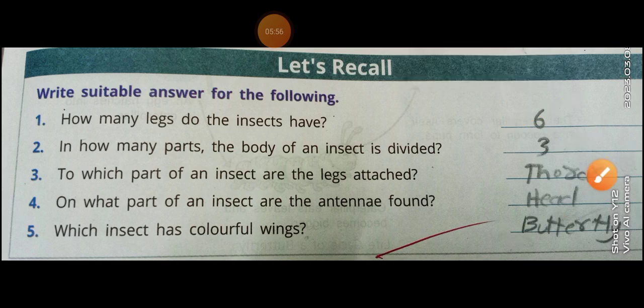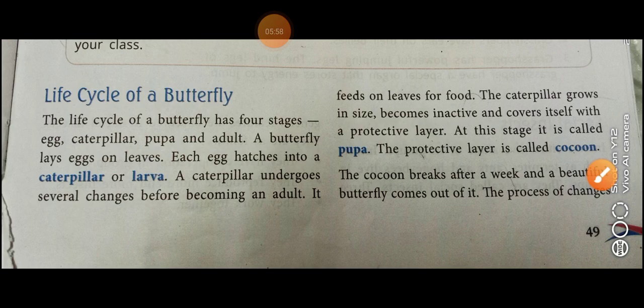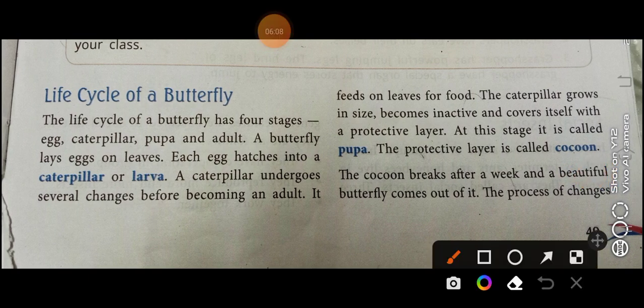Okay, now we will discuss the life cycle of a butterfly. In the complete life cycle of a butterfly, there are four stages: egg, caterpillar, pupa, and adult. Remember this, it's very important. Egg is the first stage, caterpillar is the second, pupa is the third, and the fourth and last stage is the adult.